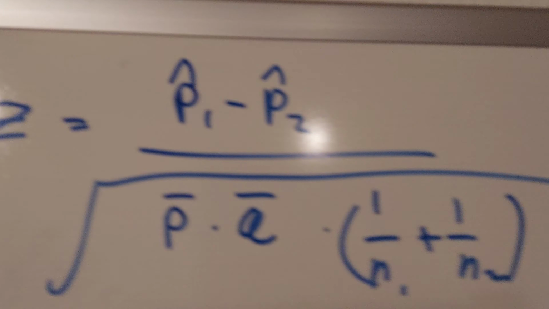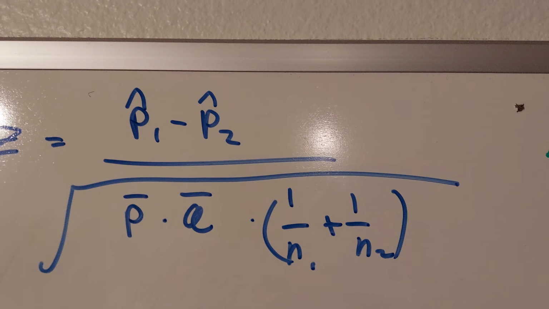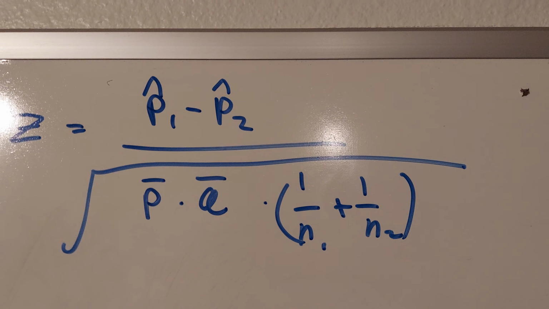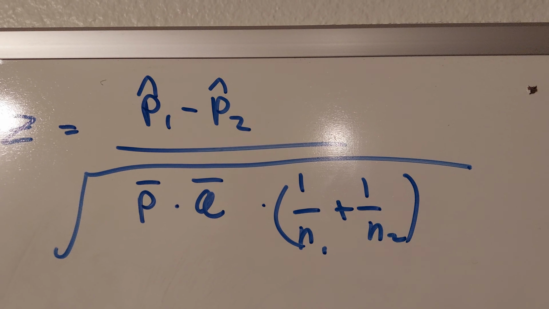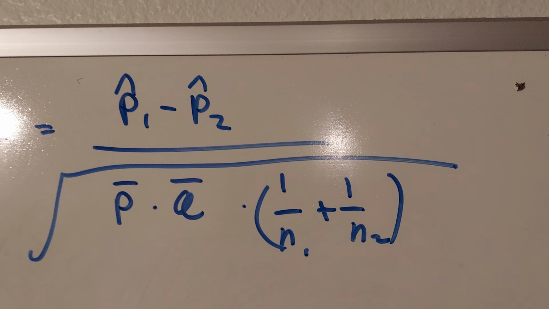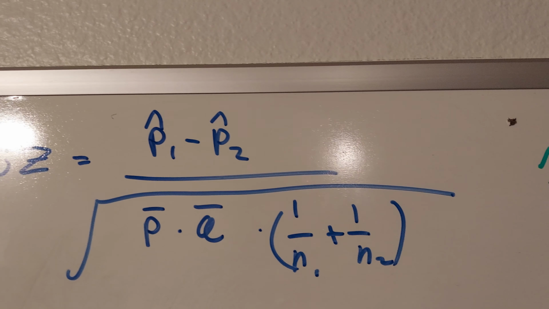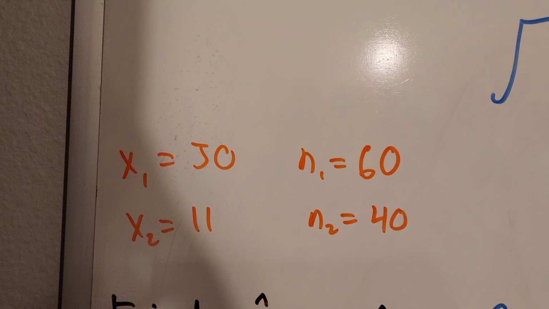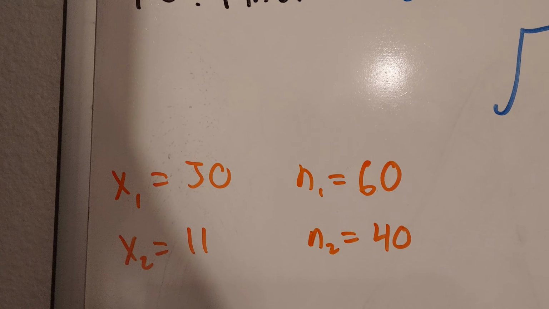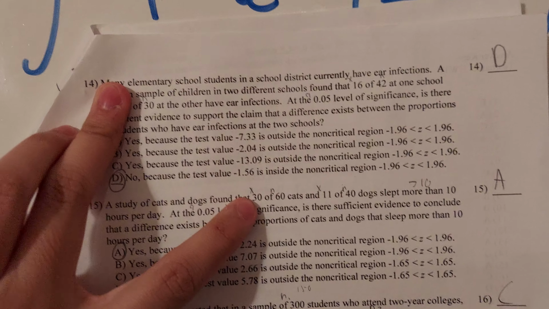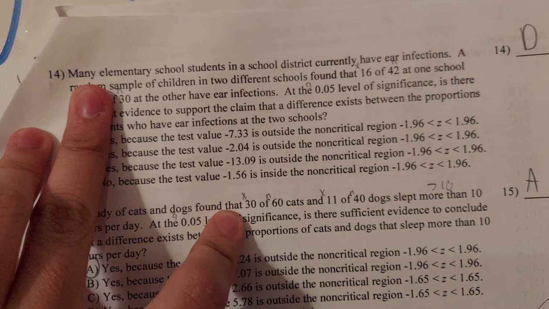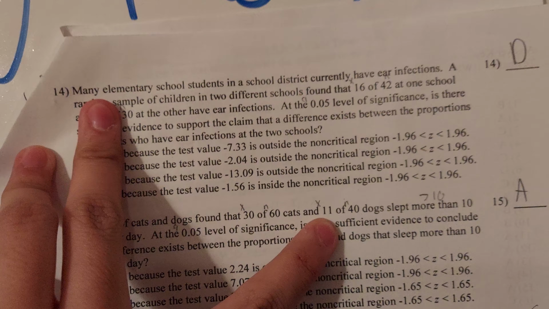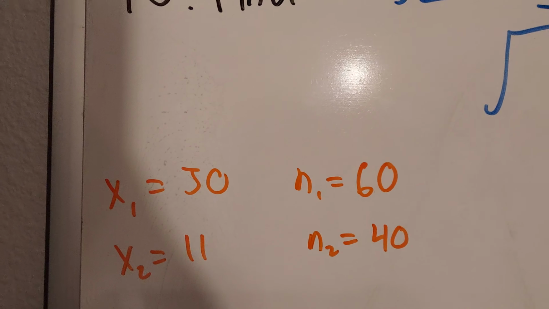To find z, we're going to use this formula: p hat 1 minus p hat 2, divided by the square root of p line times q line times (1 divided by n1 plus 1 divided by n2). Let's write down what we know. We know that x1 is 30, n1 is 60, x2 is 11, and n2 is 40. It's a little bit hidden, so I've written down the corresponding letters right here: blank out of blank and blank out of blank. 30 of 60, 11 of 40. So this is how I got these numbers.